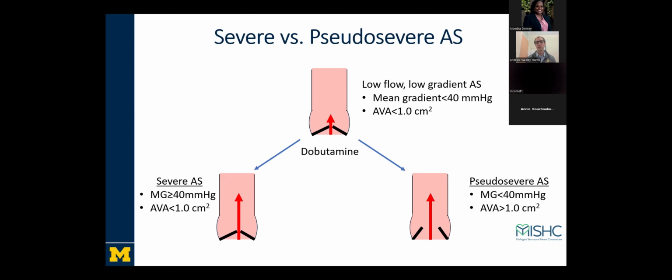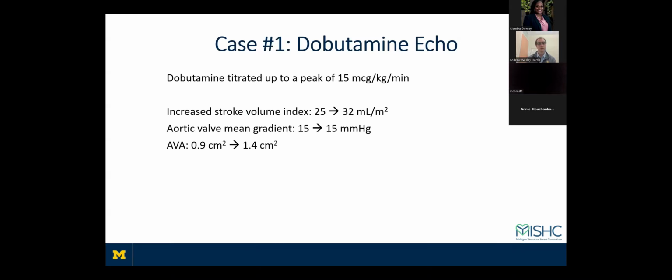As compared to a patient with pseudo-severe stenosis, where as you increase the flow, the valve is actually going to open better and the mean gradient will remain below 40 and the valve area will increase above 1 centimeter squared. So that's exactly what we did for this patient. So we did a dobutamine stress echo. We usually use increments of 5 mics per kg per minute. He got up to a peak dose of 15.